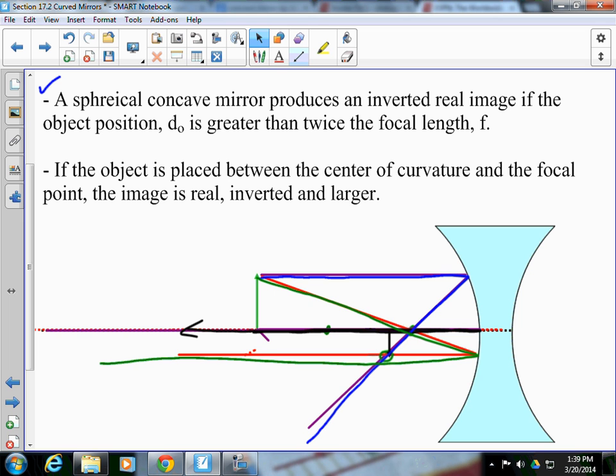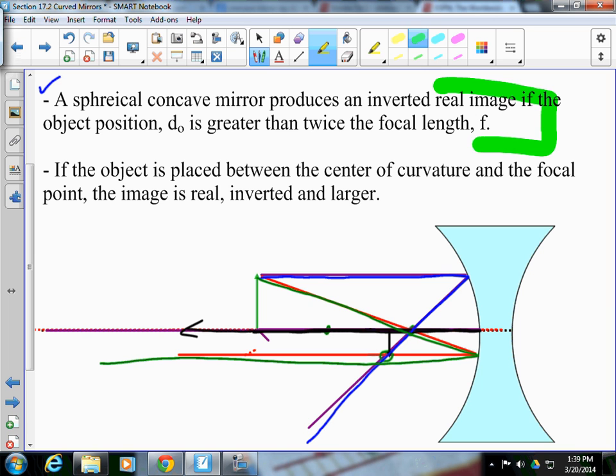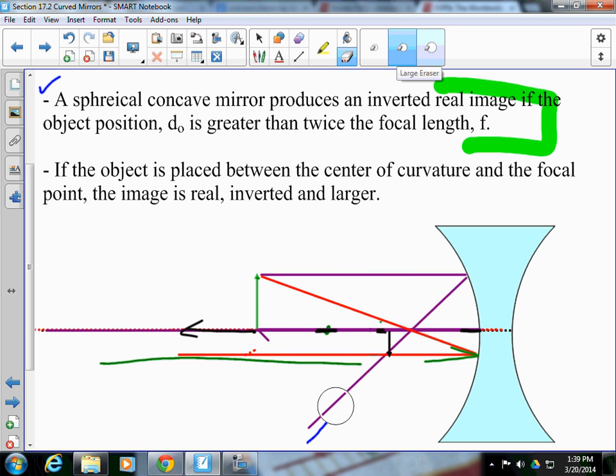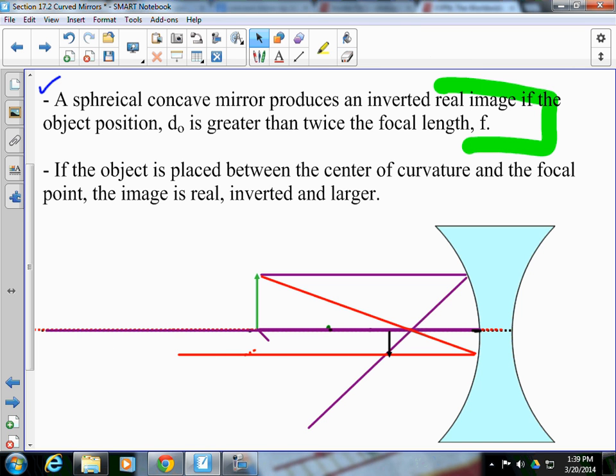Where they converge is where the top of the arrow is, and you can see that if we look at this image, if we are outside twice the focal point, our object will be inverted. Our object is inverted. So this is what it will look like. Now, what will happen if I move the object in between twice our focal length and the focal length? What will our diagram look like from that perspective? So again, I'm going to delete my lines here that I had.